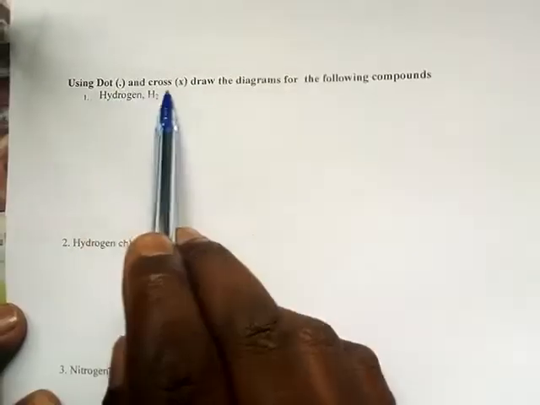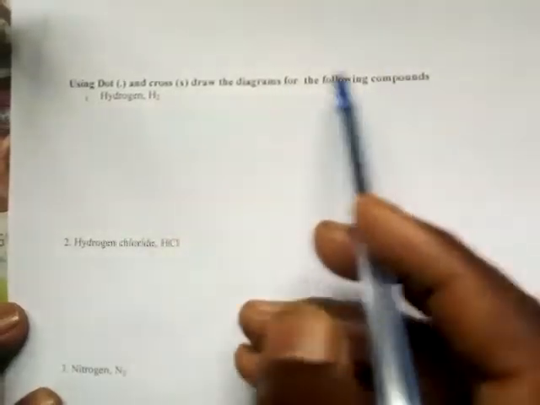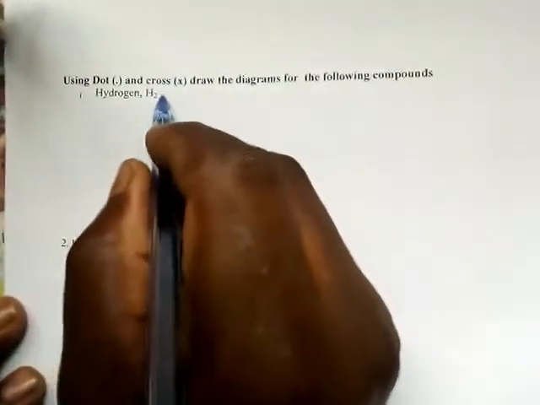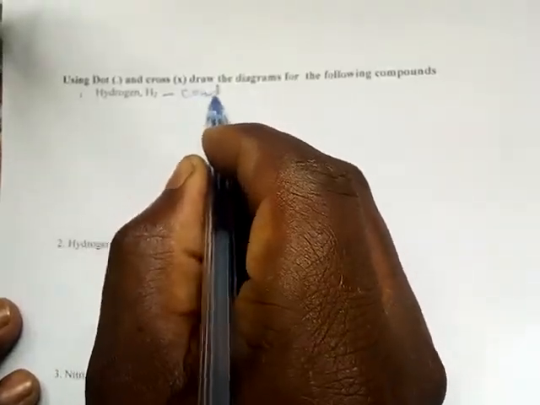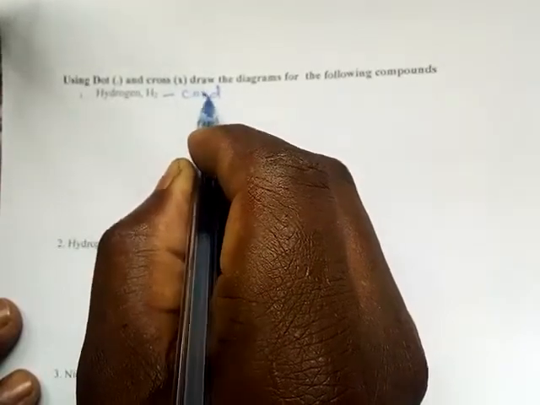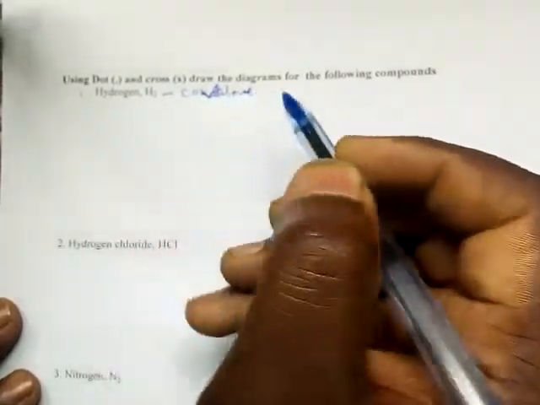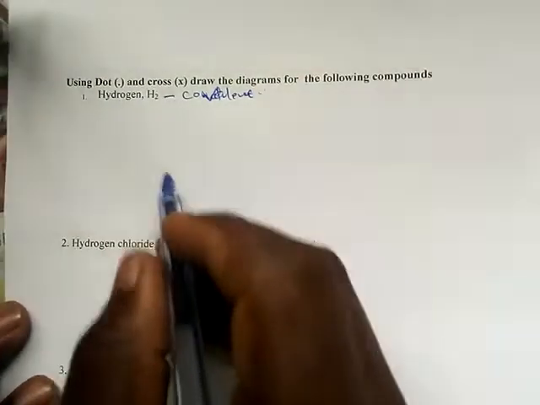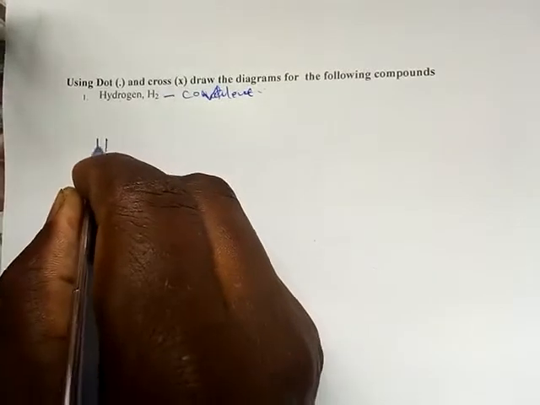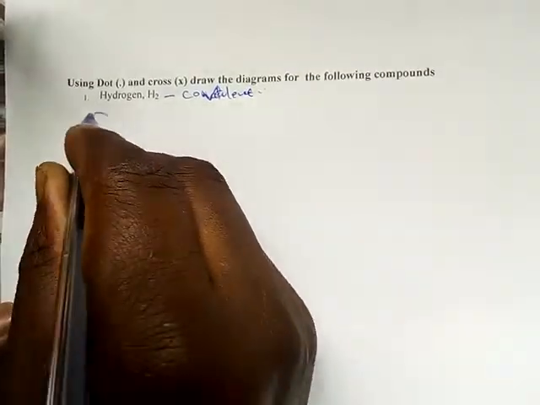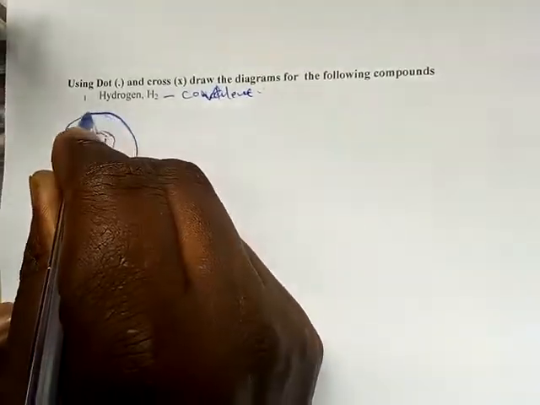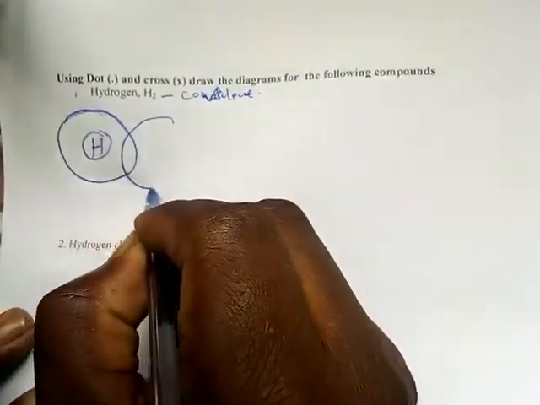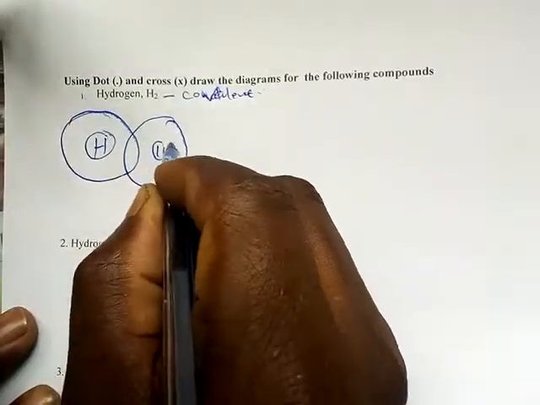Using a dot and a cross, draw the diagrams for the following compounds. The first thing you need to identify is that this is hydrogen, therefore it will undergo covalent bonding. So one hydrogen, remember we use the outermost energy level. Whatever we draw in the outermost energy level will share electrons with another hydrogen atom.